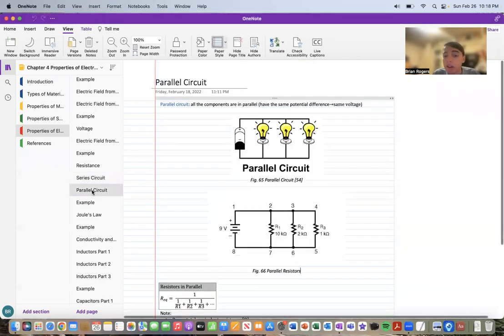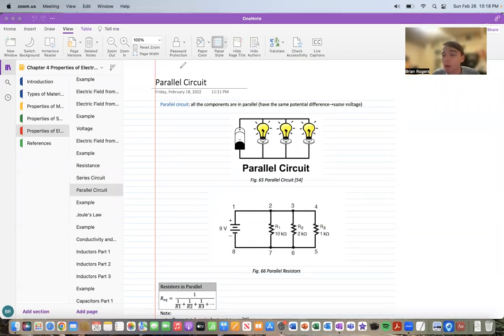Now we're going to look at a parallel circuit. In a parallel circuit, instead of all components having the same current as in a series circuit, components in parallel have the same voltage. So they're all going to have the same voltage difference across them. Within the parallel circuit, notice that they're attached in parallel with one another, so they share the same node. Here they share the same point on top as on bottom.